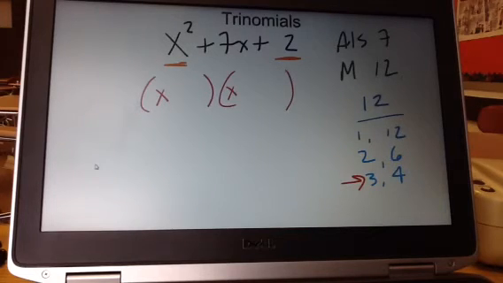The signs of the trinomial become very important. When I have pluses in both, it winds up to be plus and plus. I'm going to put the larger number in the first parentheses and the smaller number in the second. So it winds up to be (x + 4)(x + 3).